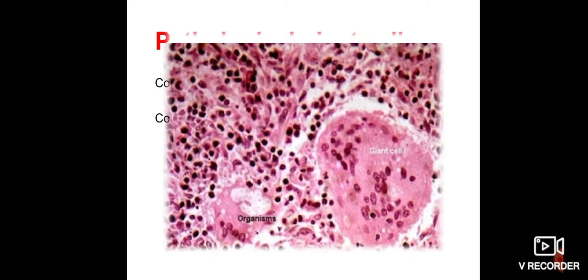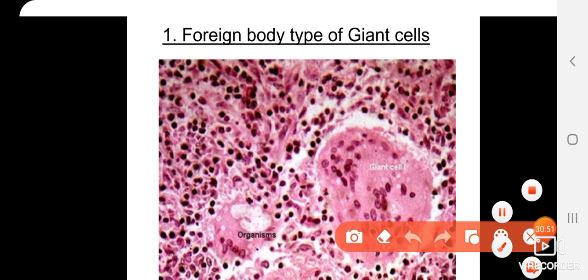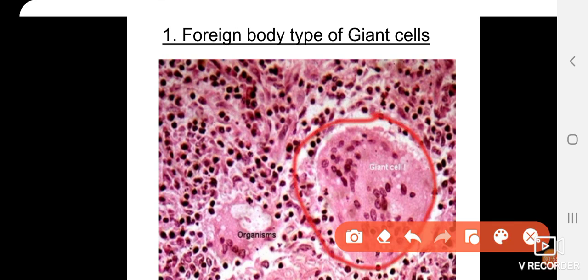The first is the foreign body type of giant cell. As the name suggests, it mainly occurs because of any foreign body infection. So this is your giant cell. Here you can see some organism within the histiocytes. Since organisms are also foreign bodies, it doesn't have to be something solid. Even organisms are considered foreign bodies. So any giant cell produced because of that is called a foreign body giant cell.